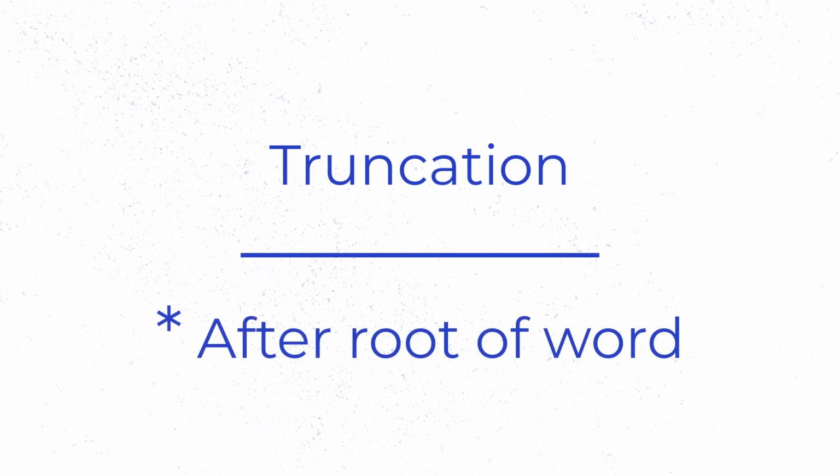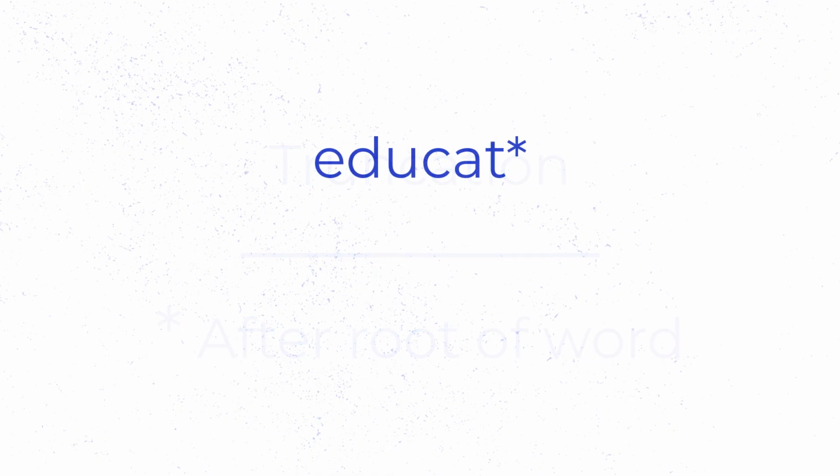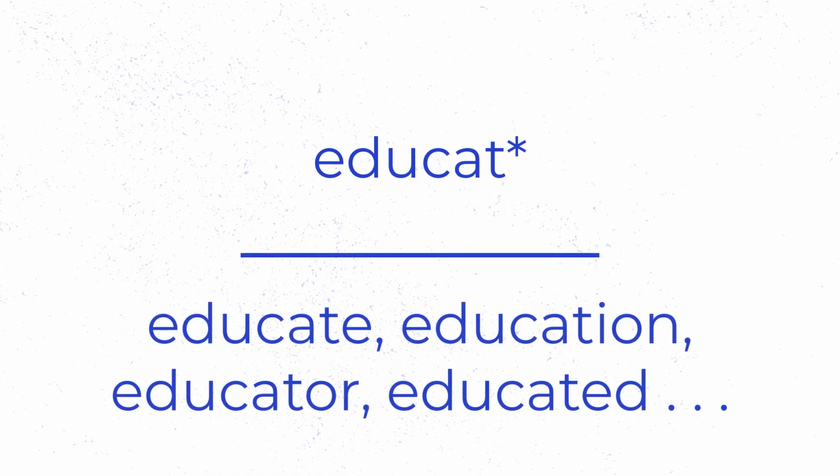Truncation is another technique that improves efficiency by conducting several searches at once. Take the root of a word, put an asterisk after it, and the database will search for every word that begins with that root. Type educat asterisk, and it'll look for educate, education, educator, educated, and so on, sparing you from conducting a bunch of similar, but not exactly the same, searches.